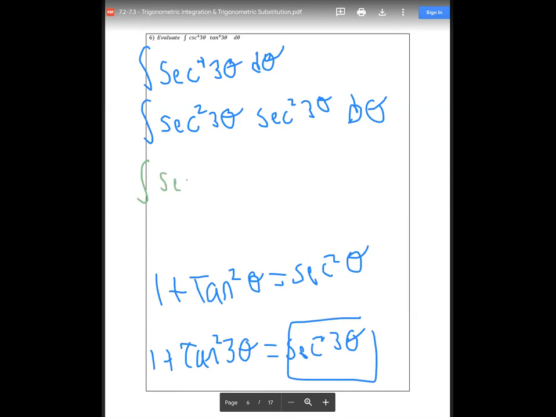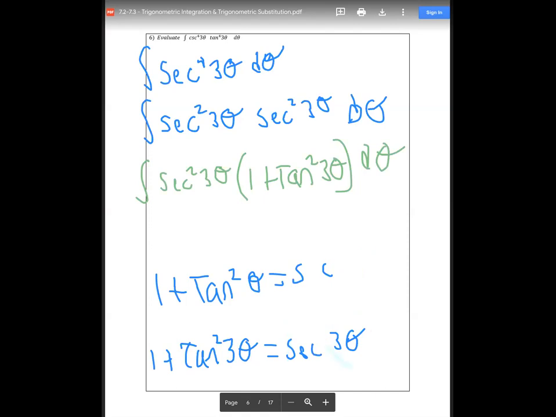So remember this: to save the secant squared factor it told us to do, and then to convert the rest to tangents. So that's what we have. Now all we're going to do is distribute, integrate, and hope for the best. So let me erase this and continue to integrate.